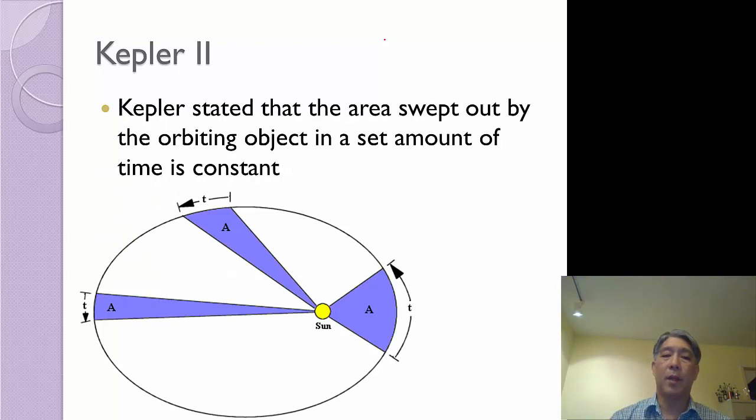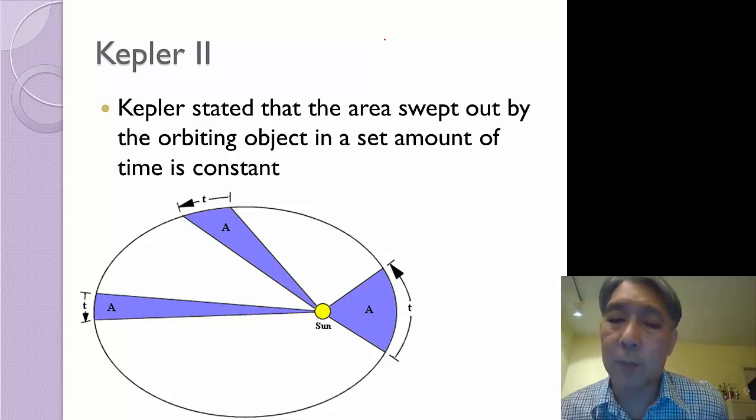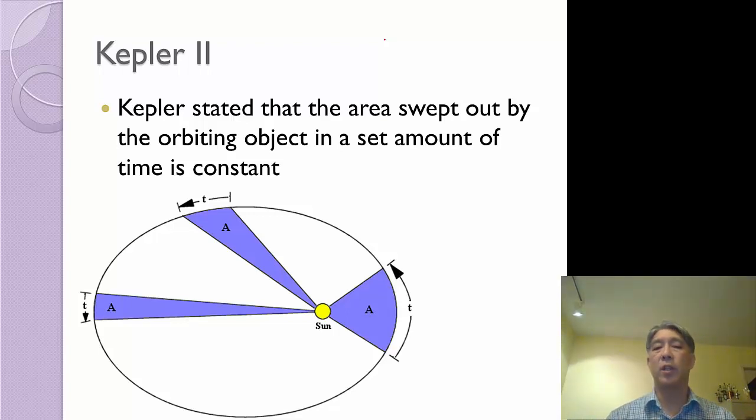Okay, the foci of a circle is just the center of the circle. Kepler-2 looks actually kind of complicated. The way it's described is that the area of the ellipse that gets swept out by the orbiting object in a set amount of time is constant. So if all of these are the same amount of time t, the area turns out to be the same. That's a little too complicated for me. I don't really feel like doing the geometry and calculating the area of a sector of an ellipse.